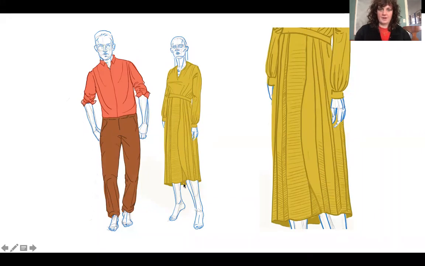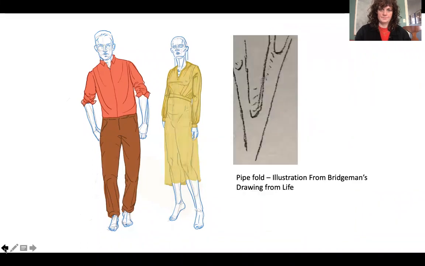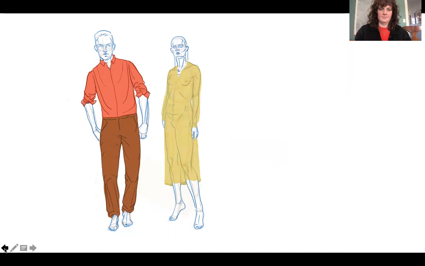Let's talk about our next outfit here. All right, so here we go. I'm going to dress this woman in a lovely yellow dress. And so yeah, let's do it.